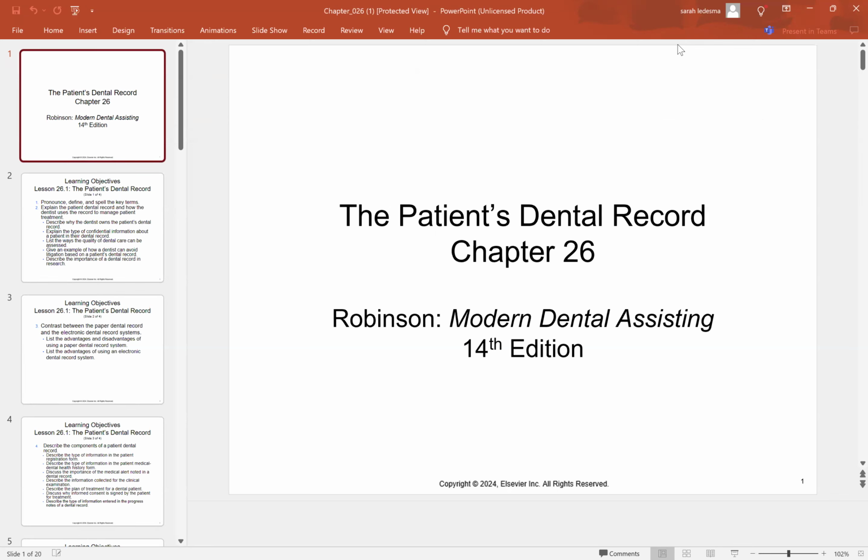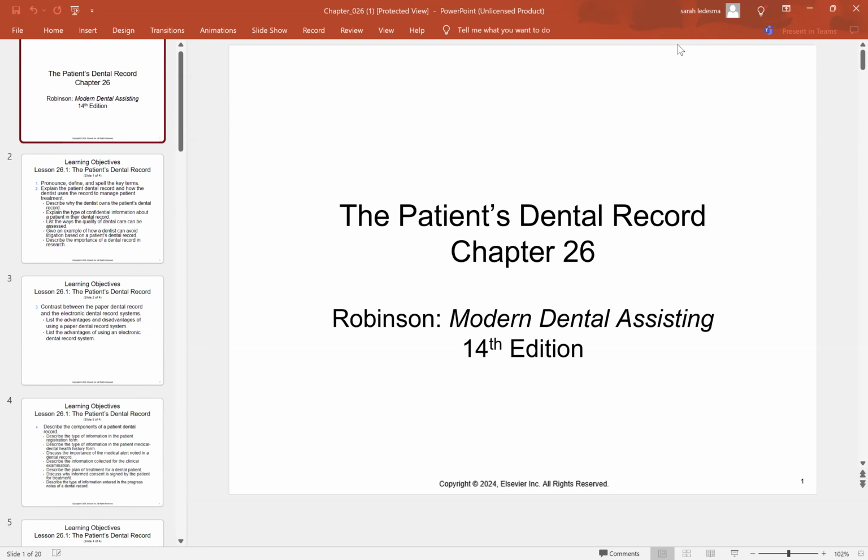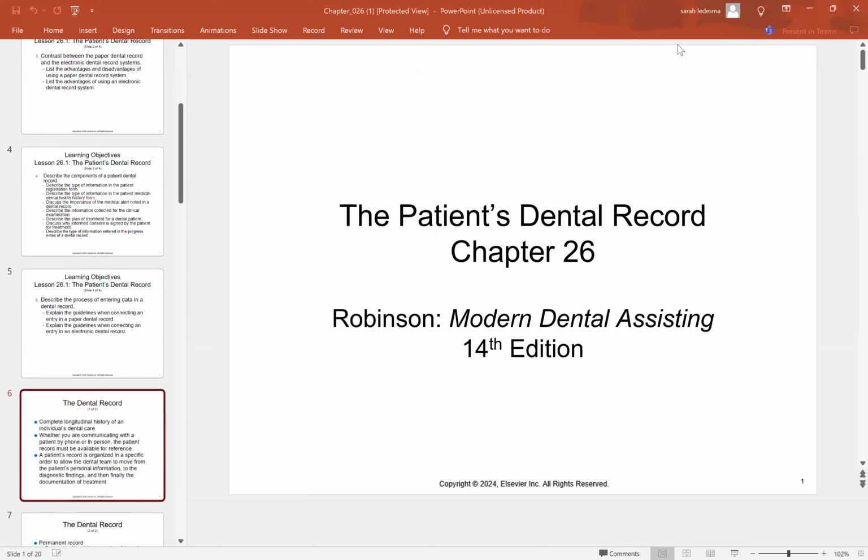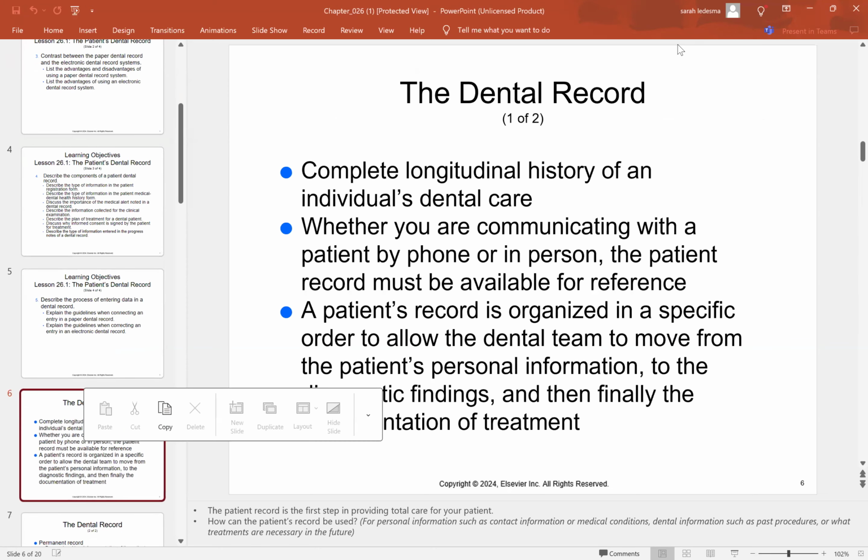Chapter 26, the patient's dental record. The dental record is a complete history of an individual's dental care. Whether you are communicating with the patient by phone or in person, the patient record must be available for reference.